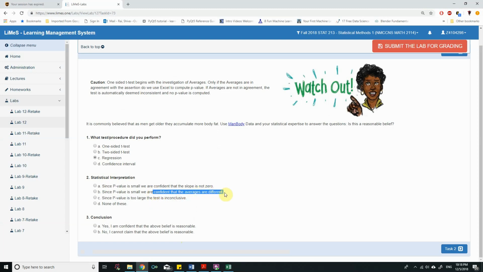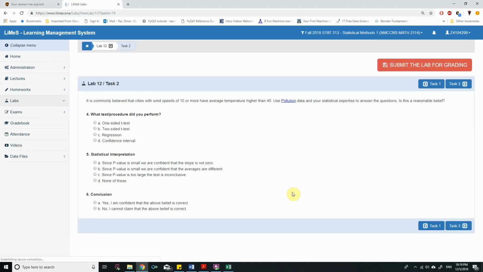Averages are different. No, that's not the correct answer. If it were a two-tail t-test, then we would go for this one. This is not the correct answer. So A is the correct answer. Yes, I am confident that the above belief is reasonable. So that's it. Let's go for task 2.